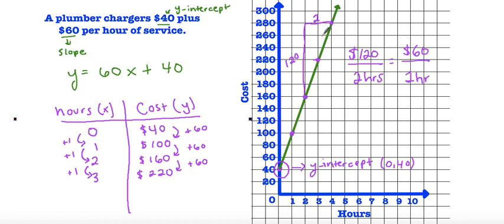So we could use any 2 points to find our slope, and our y-intercept is where this line crosses the y-axis here, otherwise known as our initial value. And that's it.